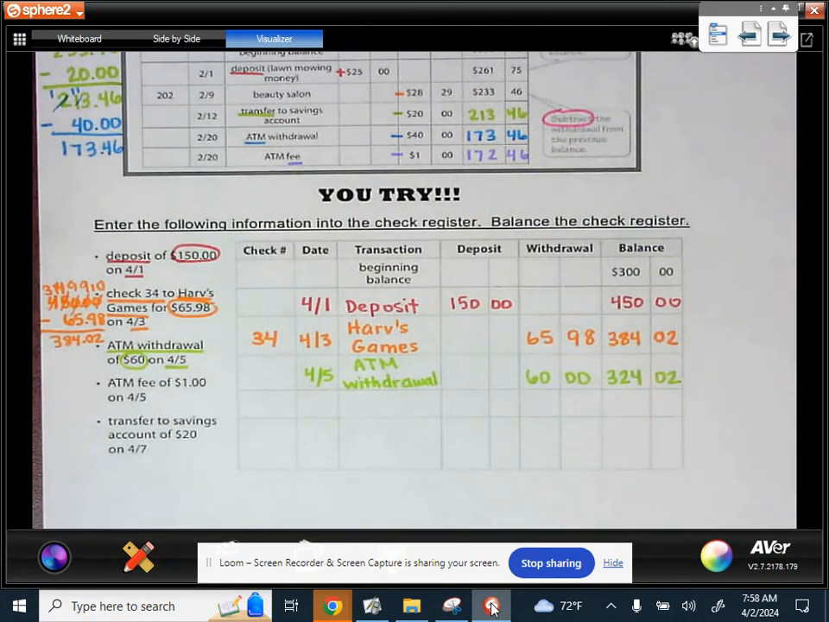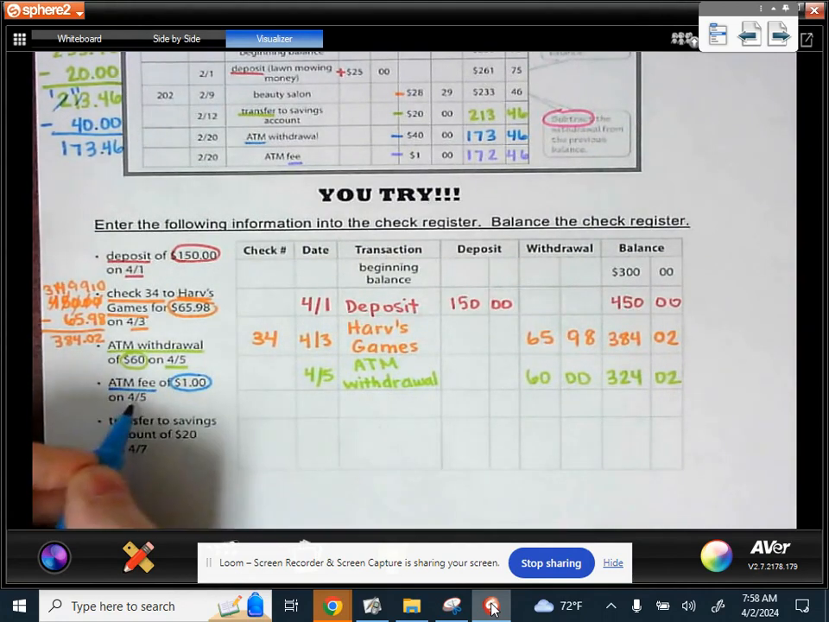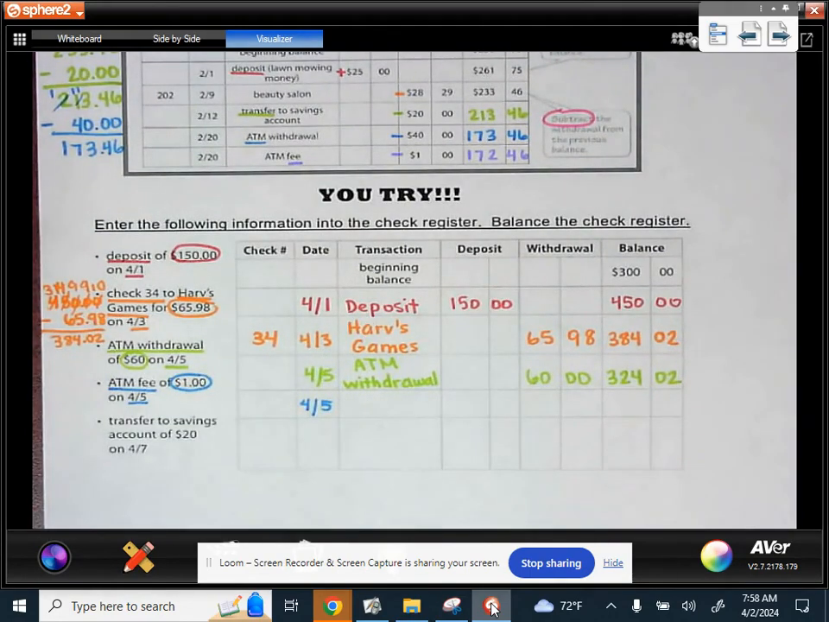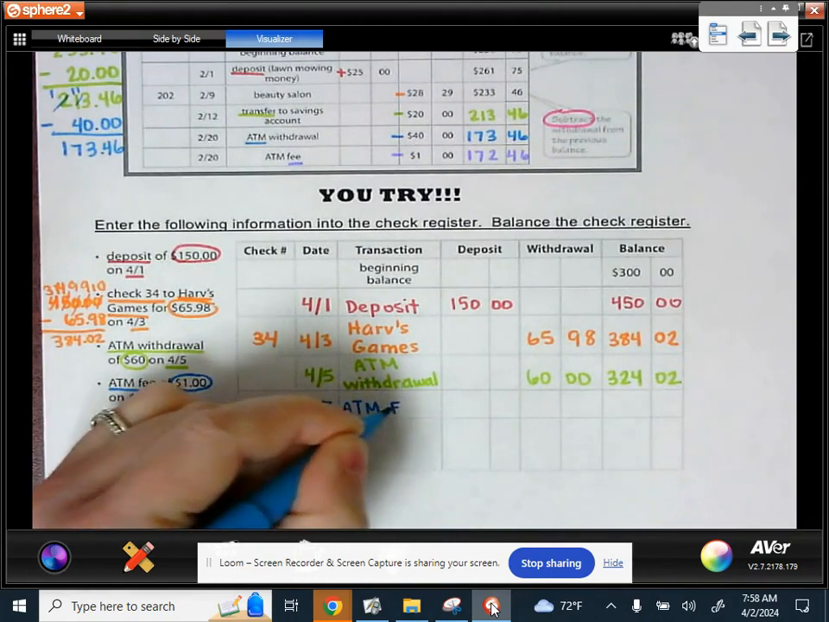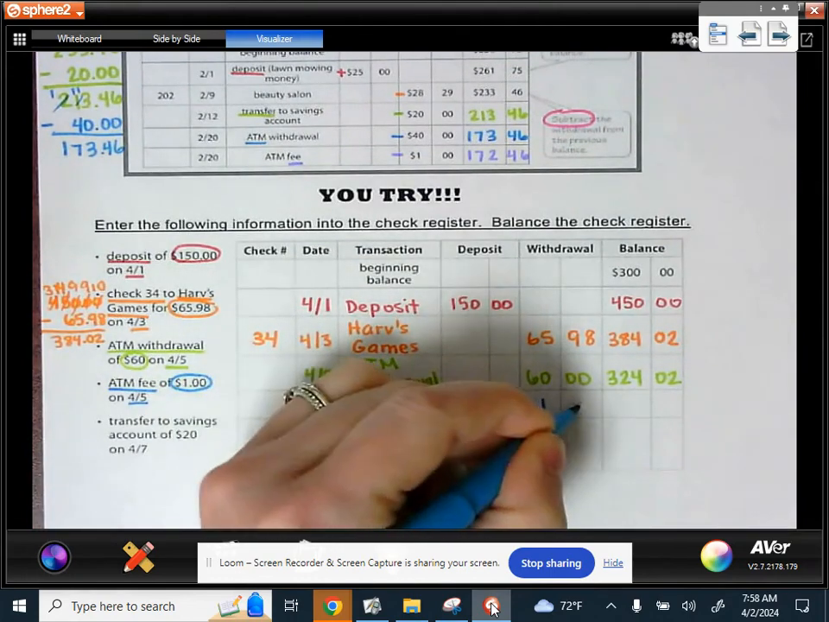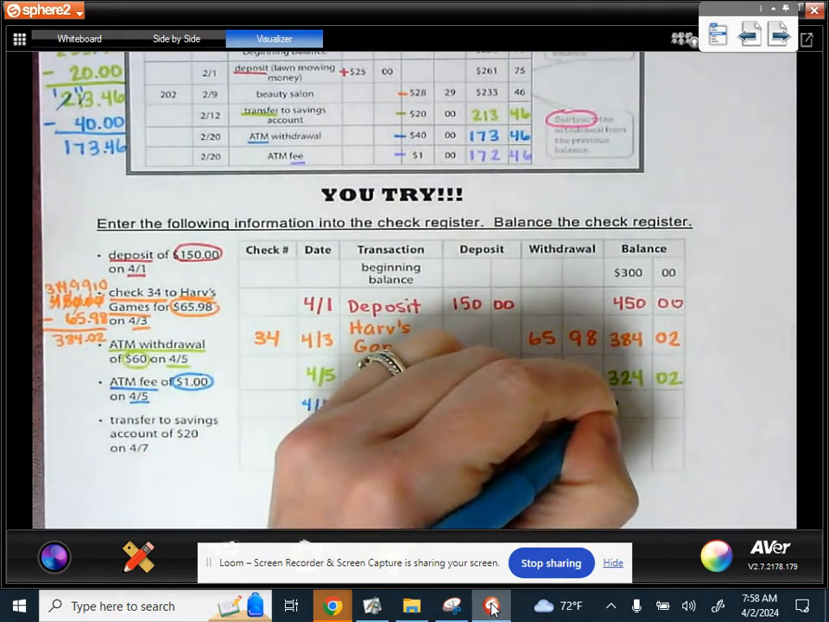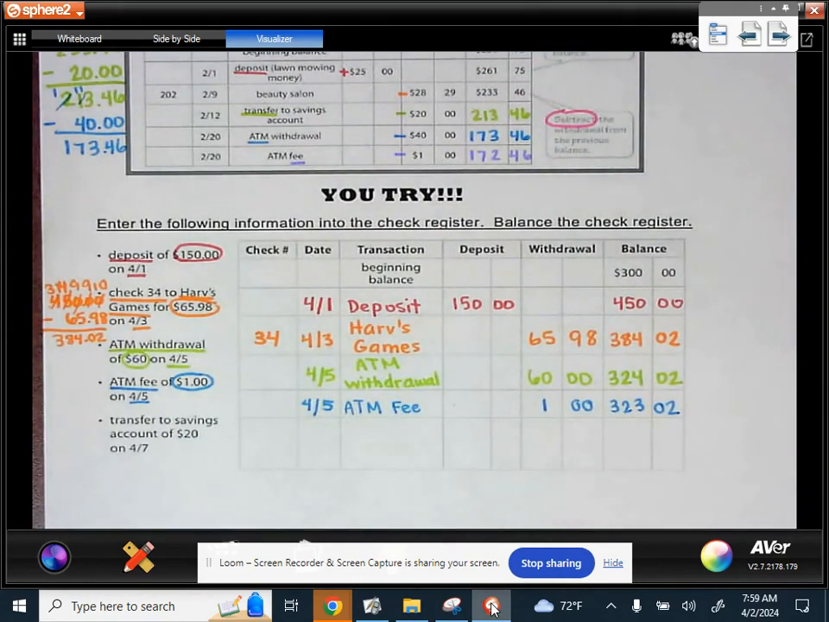And like we talked about on the last one, if we go to the ATM, a lot of times they are going to charge us a fee. So they charged us $1. It was on the same date of 4/5. And for this one, I would just put ATM fee. It's still a withdrawal because it's coming out. And if we had $324, we're now going to have $323.02 because we took away that $1.